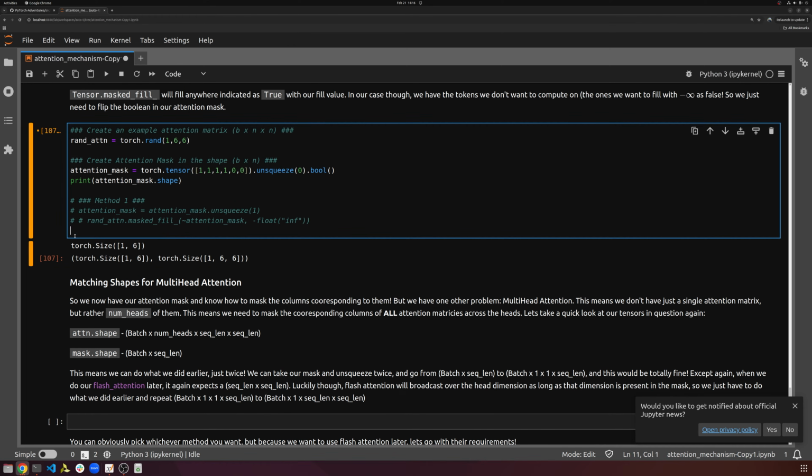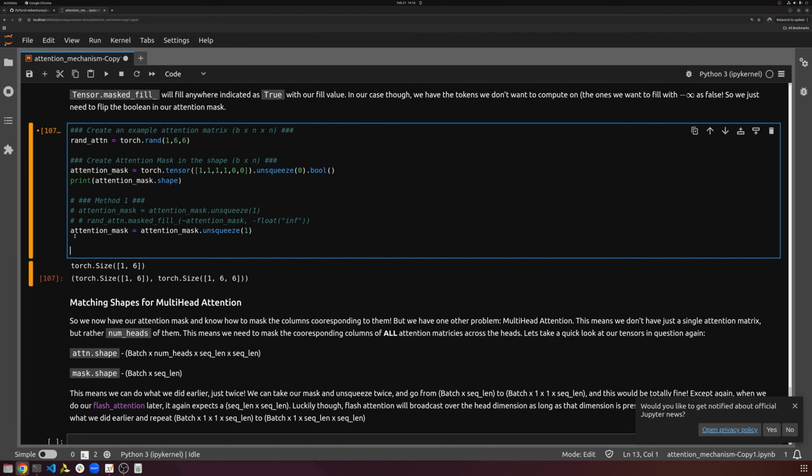So to do it this way, we just need to do attention mask is equal to attention mask dot unsqueeze 0 or 1, it doesn't matter, just to add that extra dimension. Actually, no, it does matter. So it'll be 1. So print attention mask dot shape.